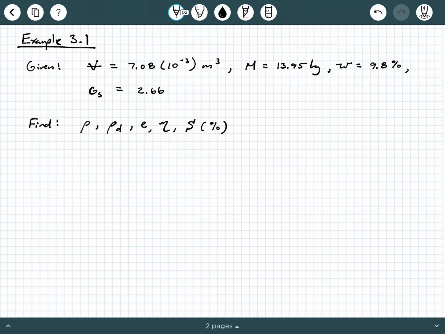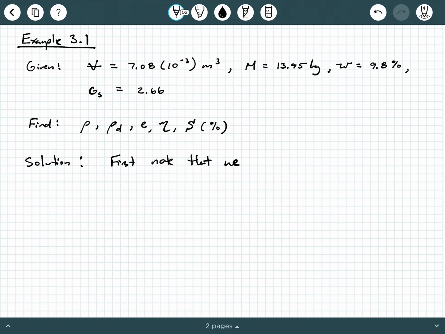In this example, we're given a total volume, a total mass, a moisture content, and a specific gravity of soil solids. We're being asked to compute total density, that's rho, dry density, void ratio, porosity, and degree of saturation as a percentage. So under solution, here's what I want us to first note.